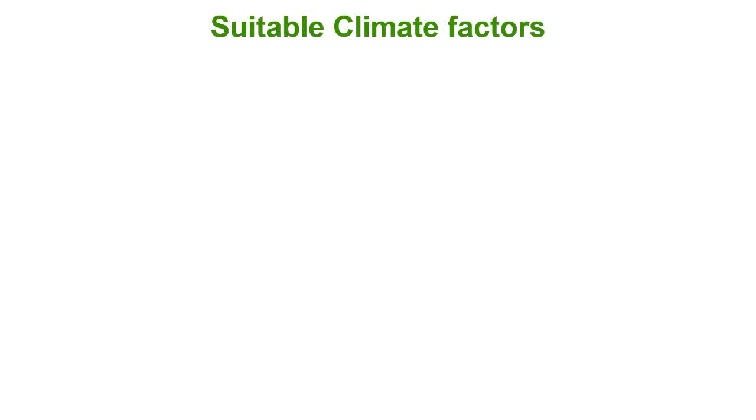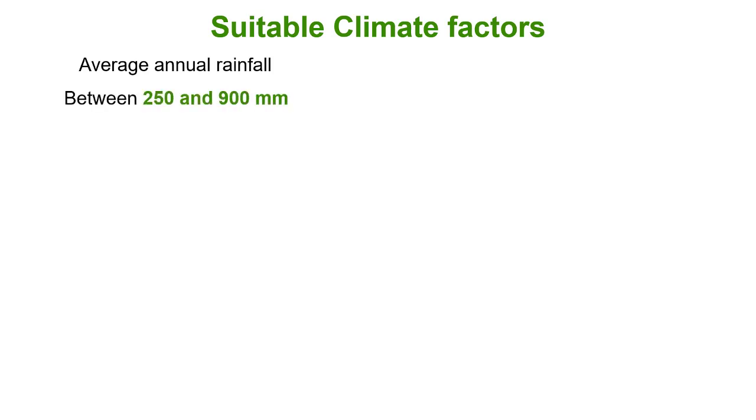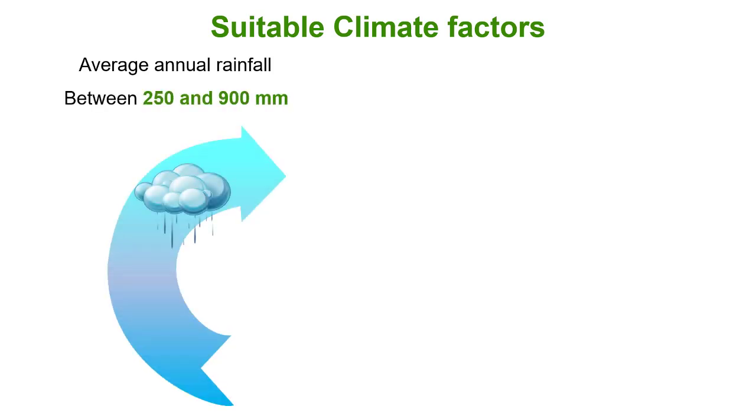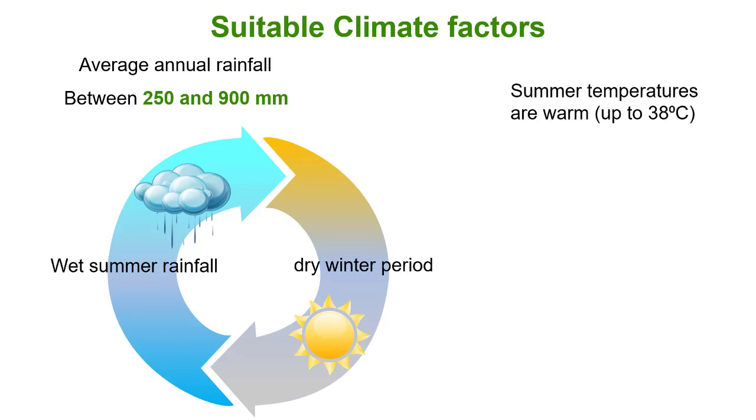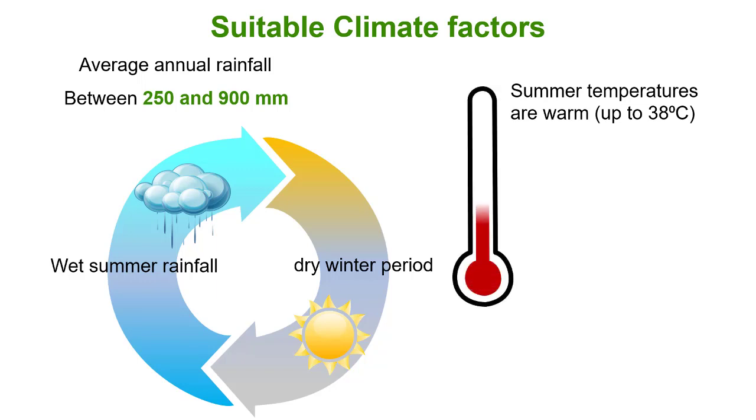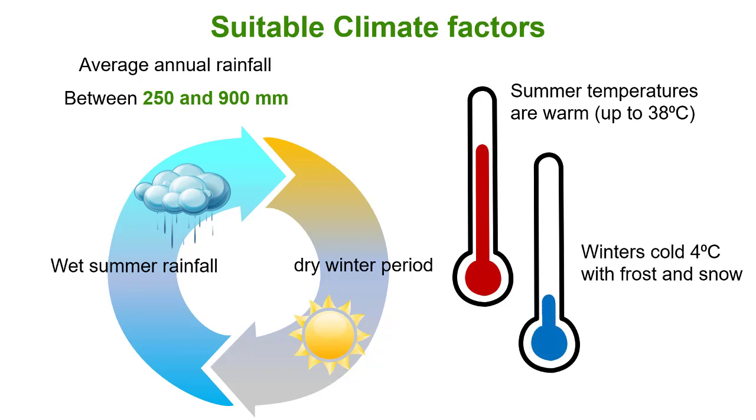The average annual rainfall of Southern Africa grassland areas ranges between 250 and 900 millimeters, depending on the region. The summers are wet, followed by a dry winter period. Summer temperatures are warm, up to 38 degrees Celsius, and the winters cold, sometimes as low as 4 degrees Celsius, with frost and snow a common occurrence.